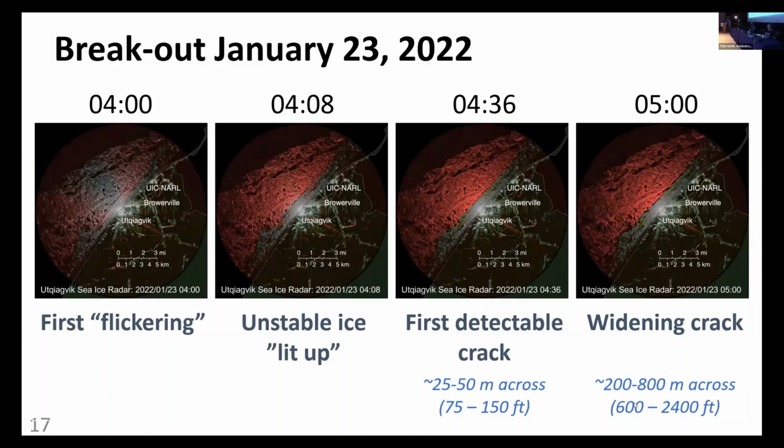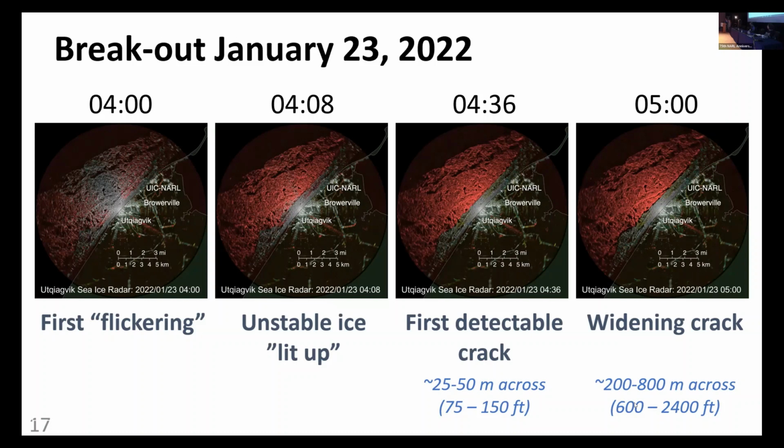Go to the next slide. We see 4 frames from that video. At 0400 on January 23rd, 2022, we see just the first evidence of this flickering, the red pixel showing up in the image. 8 minutes later, that whole area that's going to break out turns red. And it's not until 0436 that we actually see any identifiable crack between the landfast ice and the ice that is now in the process of detaching. So in this case, we potentially got about a 36-minute lead time on ice that was about to break out.